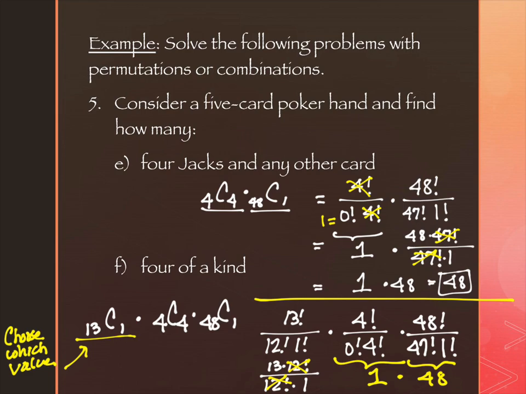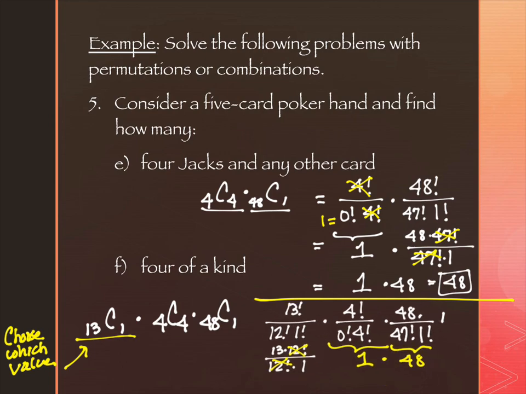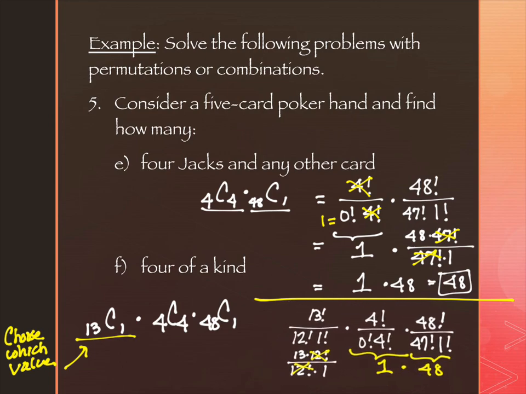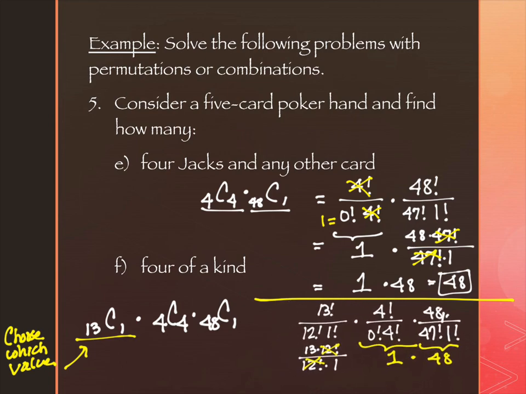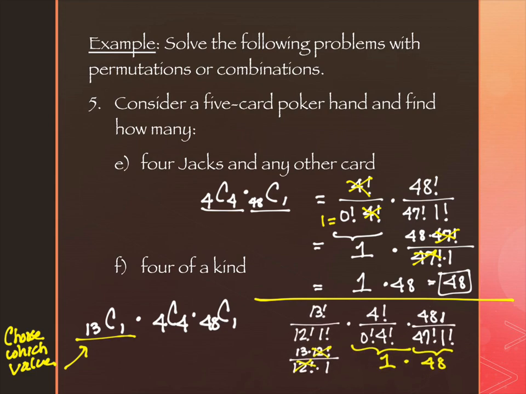So we end up with something that I don't have space to write down. That's what we end up with. Let's make it smaller. All right. It's not ideal, but that's okay. So I have 13 times 1 times 48, which gives me what? 624. So there are 624 hands that are 4 of a kind.